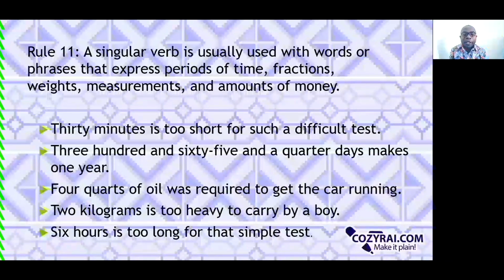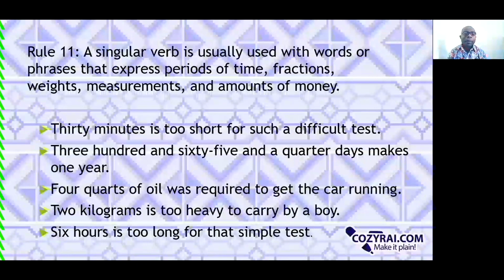2 kilograms is too heavy to carry by a boy. It's too heavy for a boy to carry. So 2 kilograms is too heavy, even though kilograms is more than one, but this is also weight. And then 6 hours is too long for that simple text. 6 hours, more than one, but the verb says period of time. 6 hours is too long.